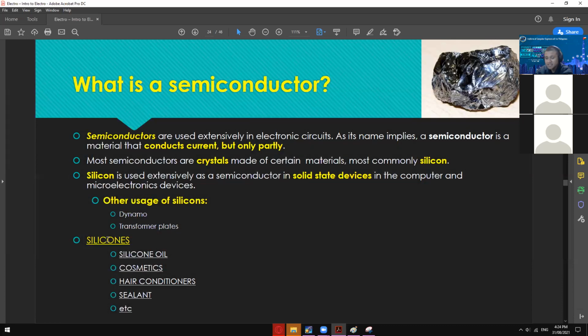Okay, and then silicones. Okay, so this is a different one. So silicon is the element itself, the one that we can find on the periodic table of elements. So this is an element, but this is not the one that we are using in electronics. So ito yung silicone, yung silicone oil. This one is being used in cosmetics, hair conditioners, sealant, okay, or yung mga implants, breast implant, yung mga yun for surgeries. Okay, so just do take note that silicon and then silicone are two different things. All right.